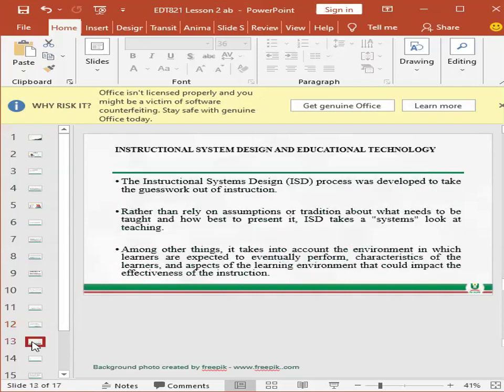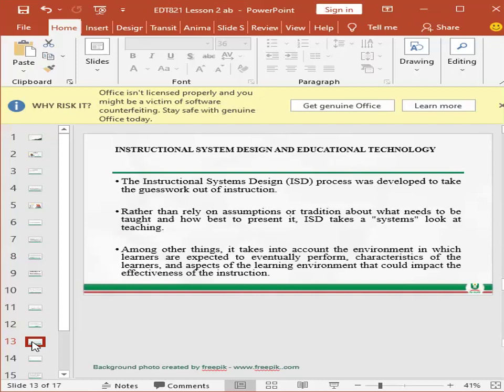So, instructional system design and educational technology. Let us look at the two concepts. The instructional system design, that is ISD, process was developed to take the guesswork out of instruction. Rather than rely on assumptions of the traditional about what needs to be taught and how best to present it, ISD takes a systematic look at the teaching.